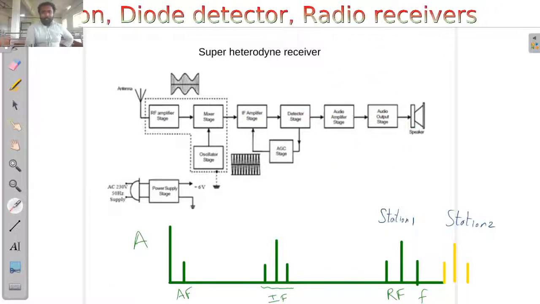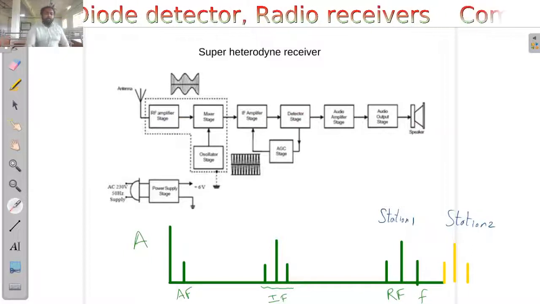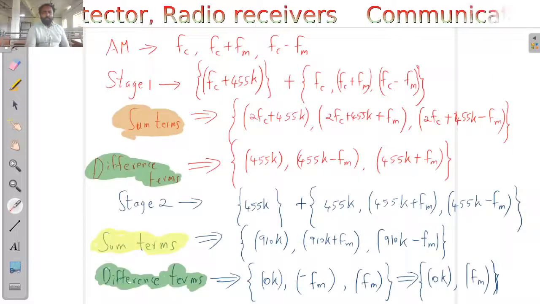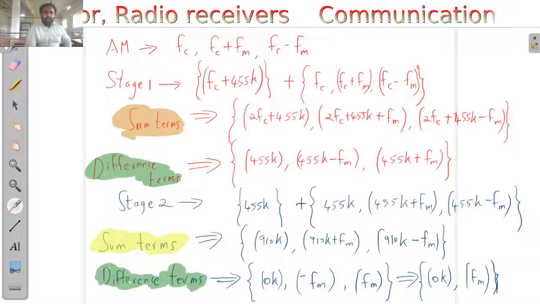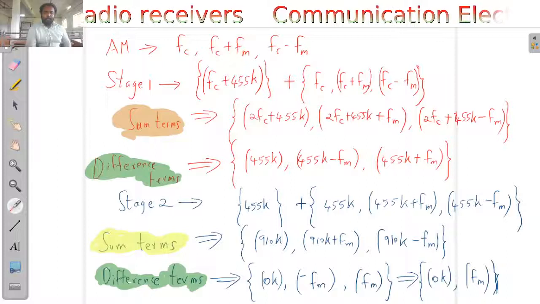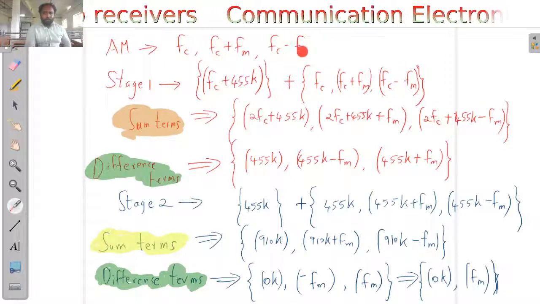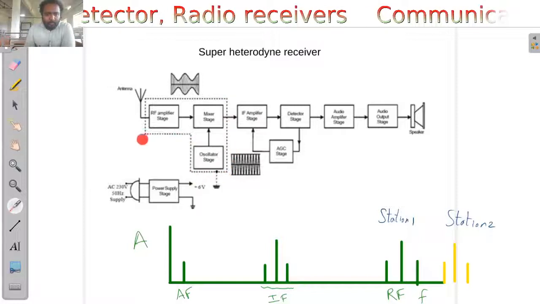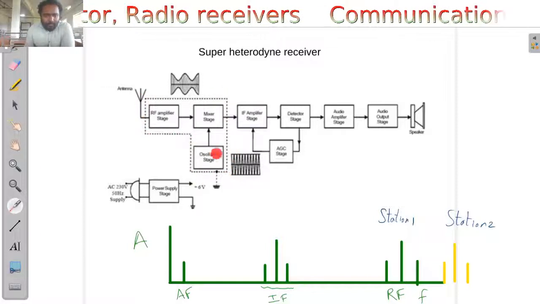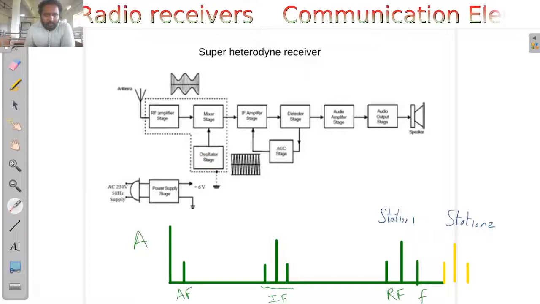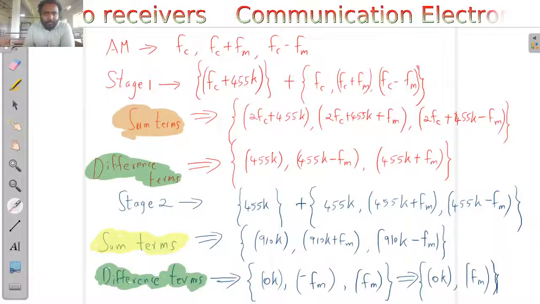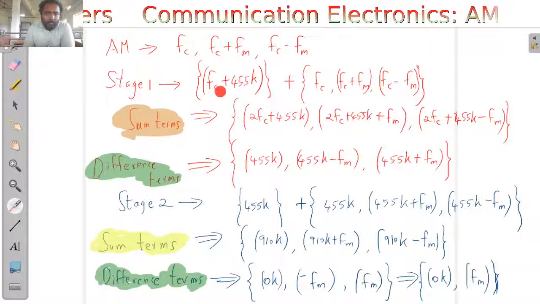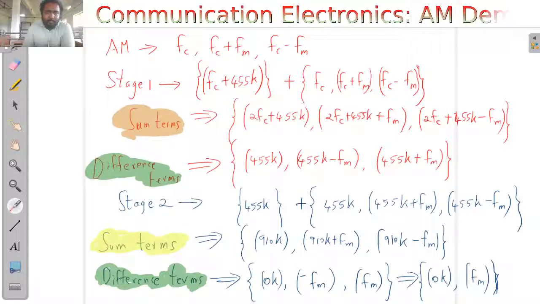Okay. So let us see what is happening in the spectrum of a superheterodyne receiver as it traverses through the different blocks in it. Initially, when the antenna picks up the signal, we get 3 components. The first component is FC, the second component is the upper sideband, and the third component is the lower sideband. In stage 1, which is represented by this block, there is an oscillator, and this oscillator will be generating a frequency which is 455 kilohertz greater than the carrier frequency that is coming.